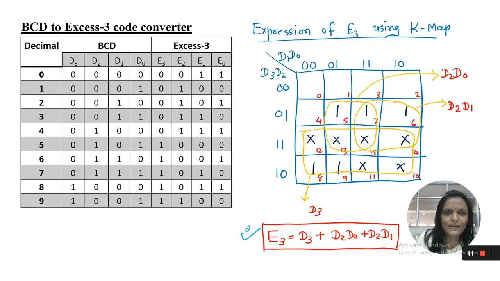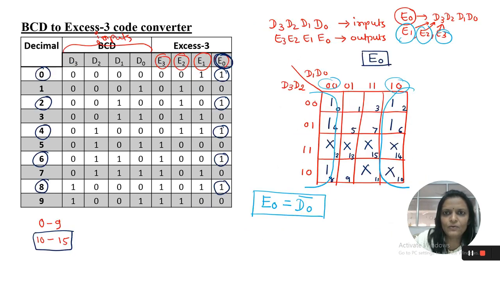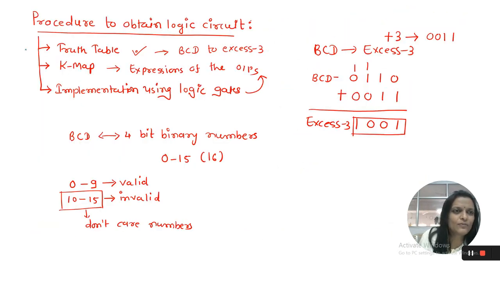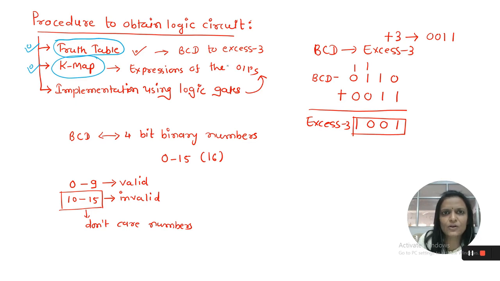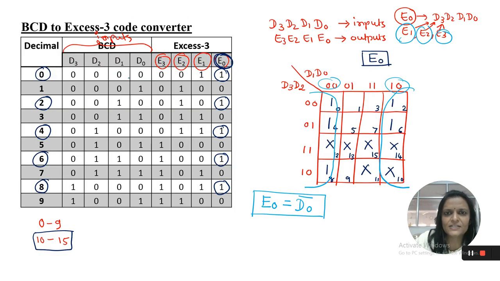So we have obtained expressions for all bits of XS3, that means E0, E1, E2 and E3, in terms of D0, D1, D2 and D3. That means our second step is completed. Up to now we have completed our first two steps. In the first step, we prepared the truth table of BCD to XS3 by adding 0011 to the BCD number. In the second step, we obtained the K-map for all 4 output bits. Now the third step remains, that is implementation using logic gates, and it is very easy.